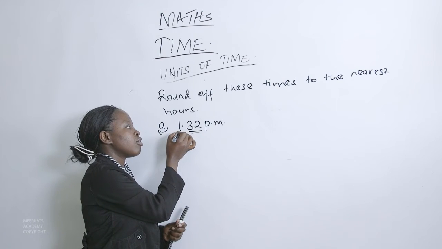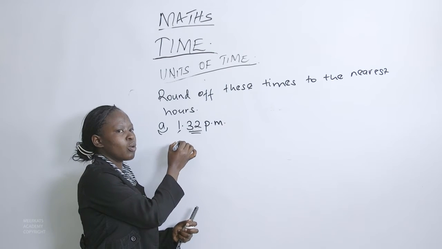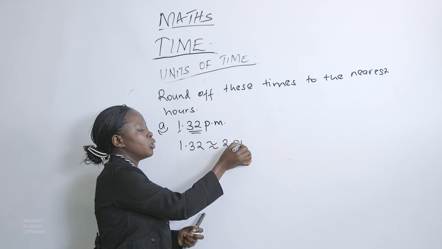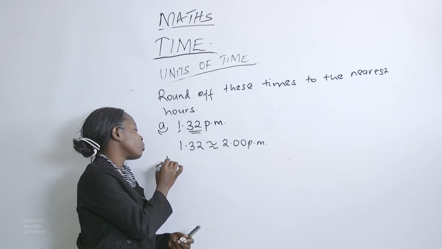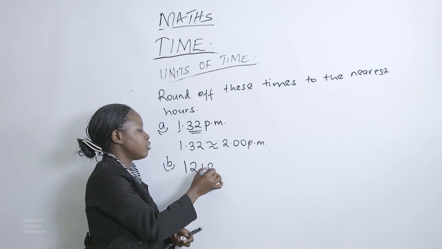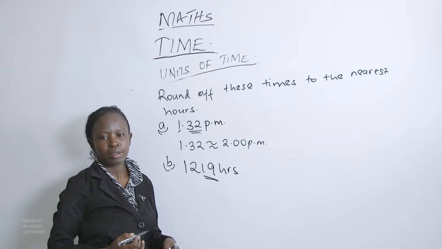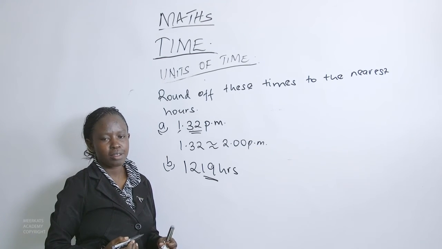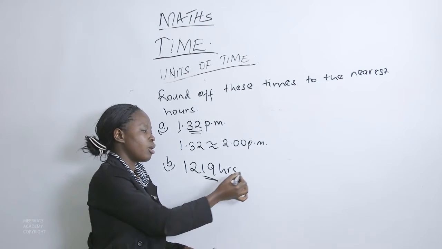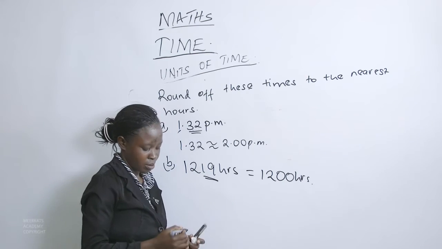So this means that I have 1:32, and we get that 32 is more than 30. So this means that 1:32 is approximately 2 p.m. The next one, we are having 12:19 hours. So the minutes in this case are 19, and 19 is less than 30. So being the fact that it is less than 30, it means it will round down our hours so that we will have 12:00 hours.